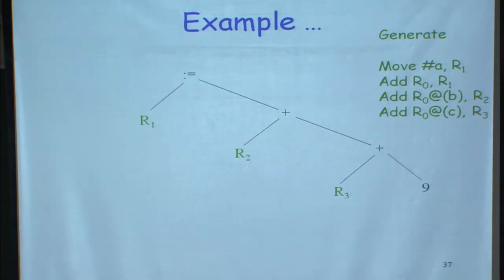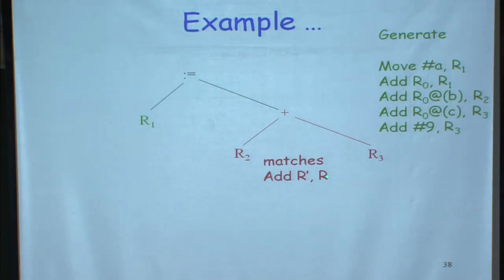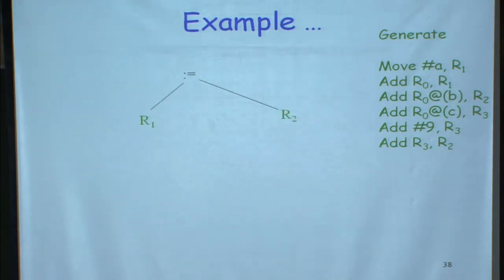Okay? And then what may happen is that I may now match another template which says add a constant to a register R. So this constant is being added to this register. This is the template. And what may happen here is that I can now generate this instruction which says add immediate 9 to R3. And once I do that, this whole thing will get replaced by R3 itself. Once I have done this, what will happen? Now it will match maybe a template which says add two registers and store the value into another target register. So it is now matching R2 and R3, and then it may generate something like add R3 to R2, and this whole thing gets replaced by R2.